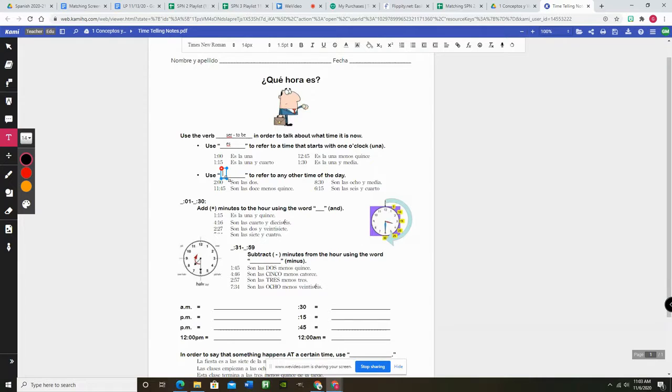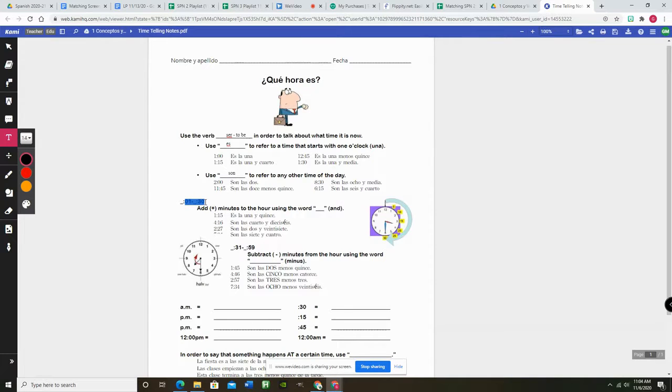We use son to refer to any other time of the day. So if it's 2 o'clock, son las dos. If it's 11:45, son las 12 menos 15. It is 12 minus 15 minutes. 8:15, son las 8:15. Or you could say son las 8:30. 6:15, son las 6:15, or you could say son las 6:15.